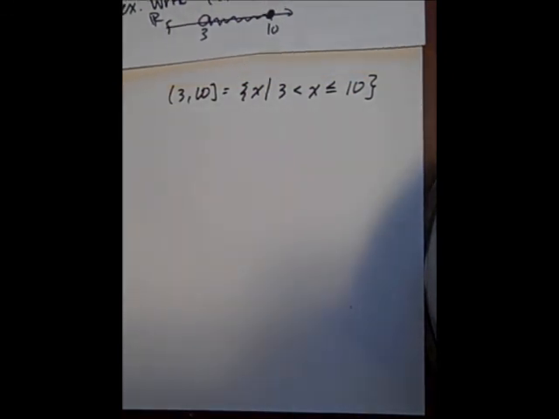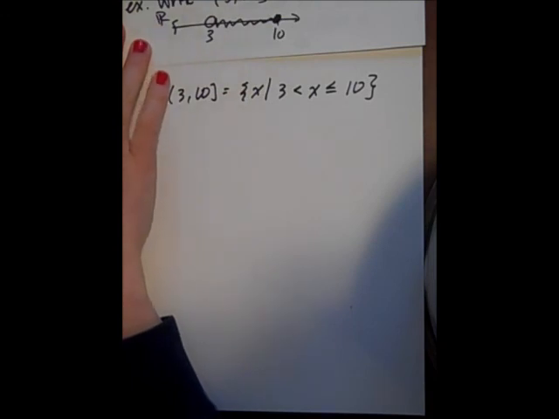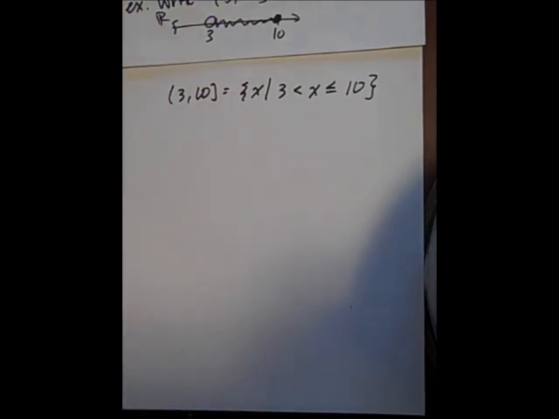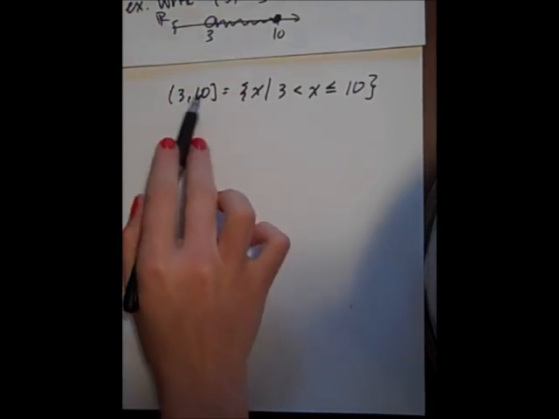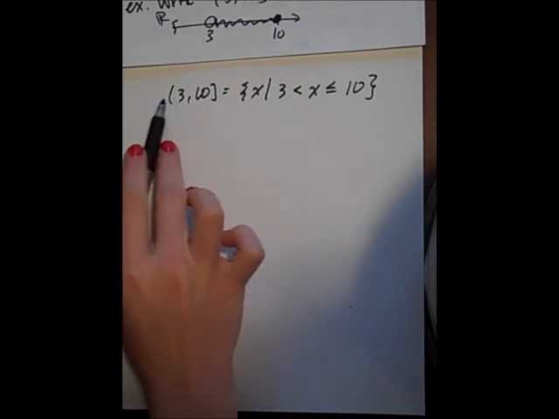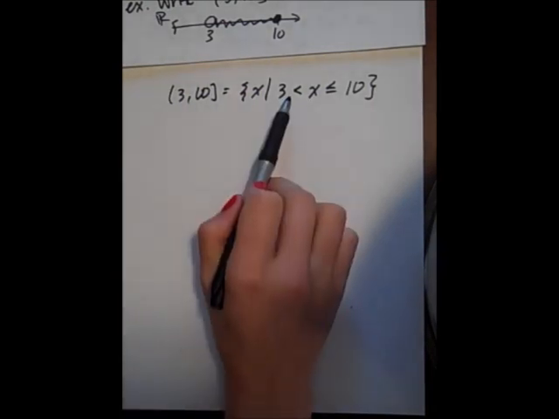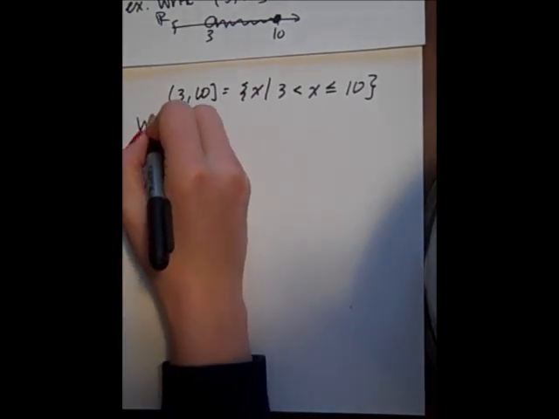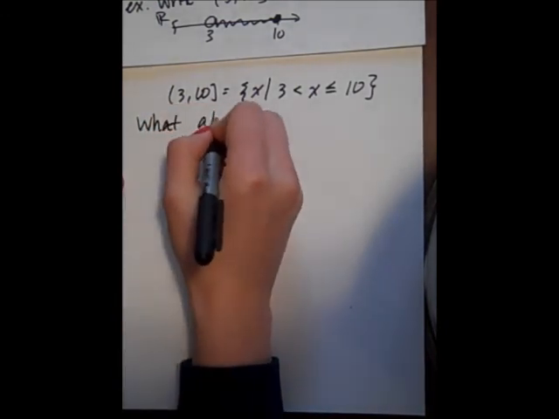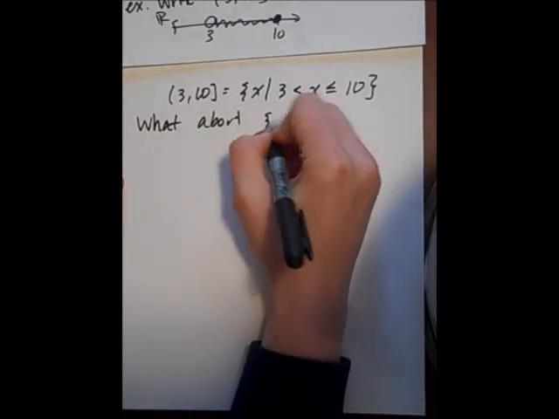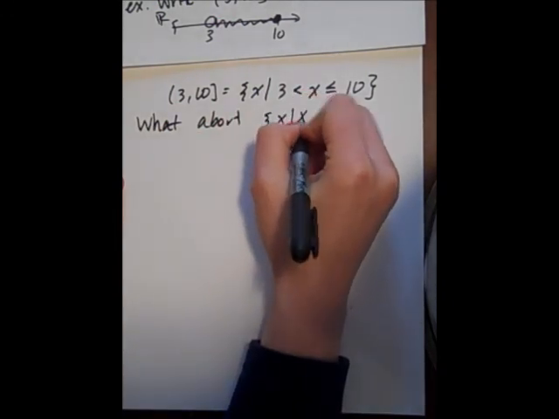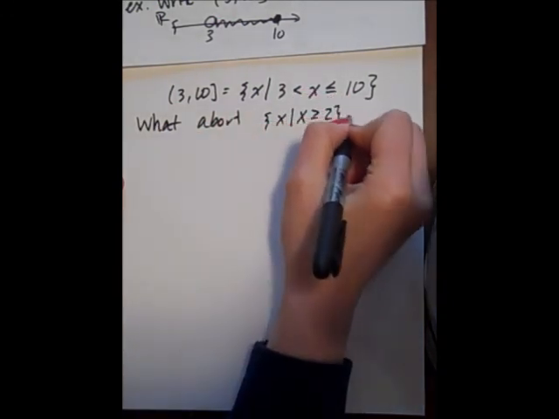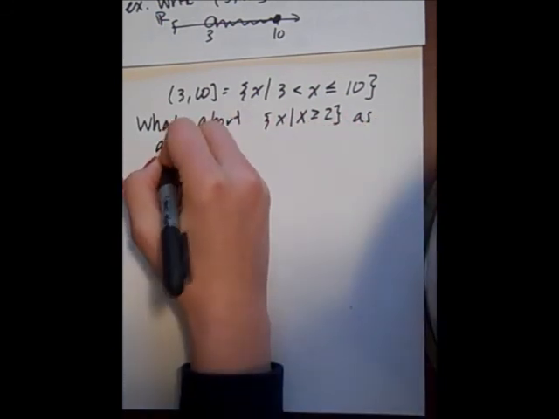So going from an interval to a set, you can either draw the picture and then go from there, or you can just say, it's the values there and then let the brackets and the parentheses tell you. So parentheses, I don't include the equal, bracket, I do. What about this set? What about the set of all x such that x is greater than or equal to 2 as an interval?